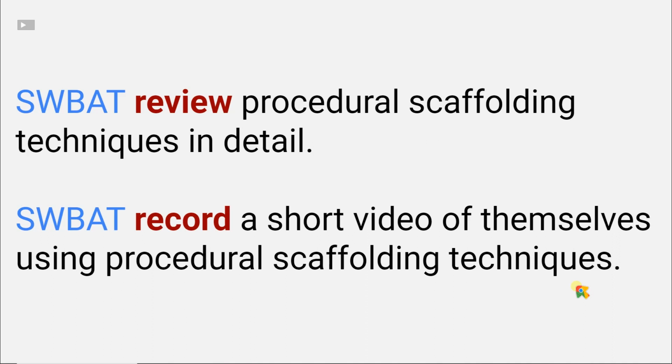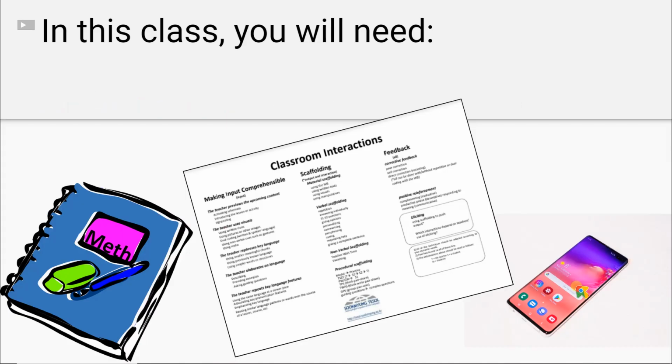And I'll show you in the end with a model of how you can do this using one of 3 contexts for your little mini practice. In this class, you're going to need your notebook, your classroom interactions techniques, which can be found in the front of your Methodology 1 book, and your recording device. Probably most of you are going to use your mobile phones, but you can record yourself using any video recording device that you have, including a webcam.